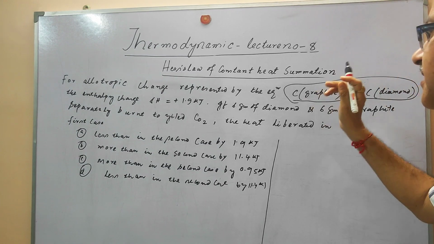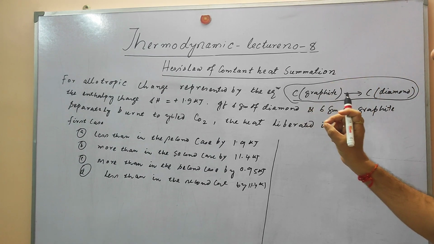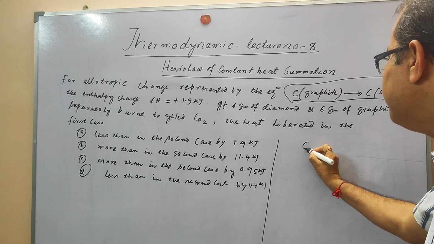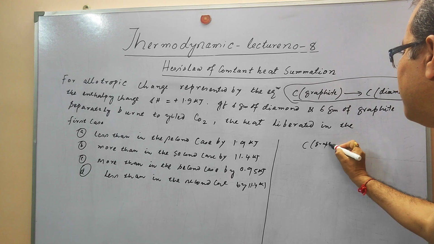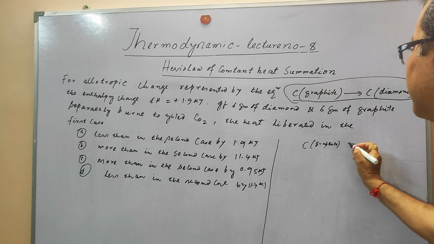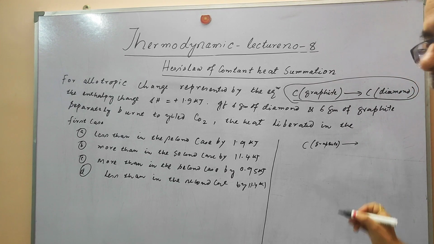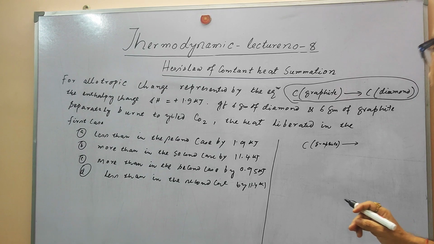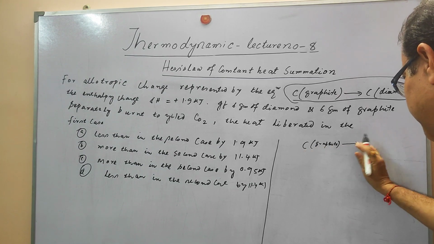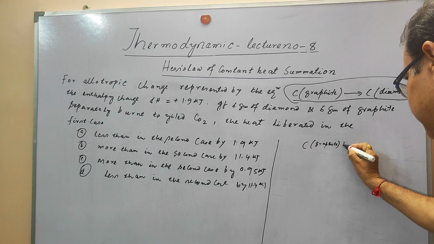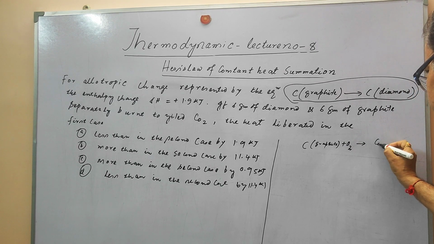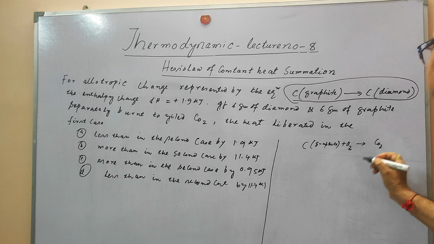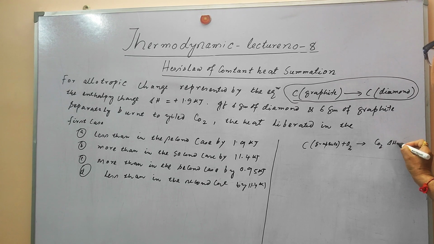See, here this is a combustion reaction. Graphite is a form of carbon. It is an allotropic modification of carbon, you know. And when this carbon is burned in oxygen, it gives carbon dioxide. Suppose at that time the enthalpy change is minus X.